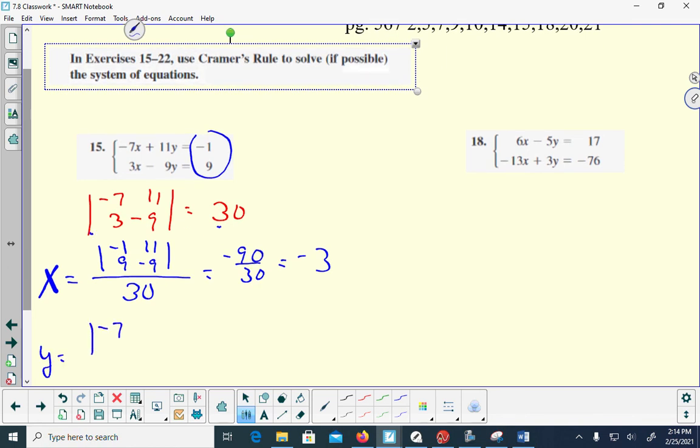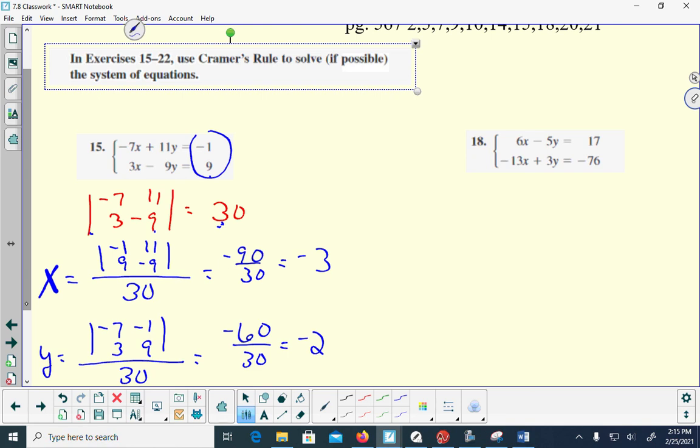To find my y's, I'm going back up to this matrix here. The x column will stay the same, but now in place of the y column, I'm writing the answers, -1, 9. And I'm dividing it by that same coefficient determinant, which is 30. When I did this on my calculator, I got -60 over 30, and I get -2. That's the answer.